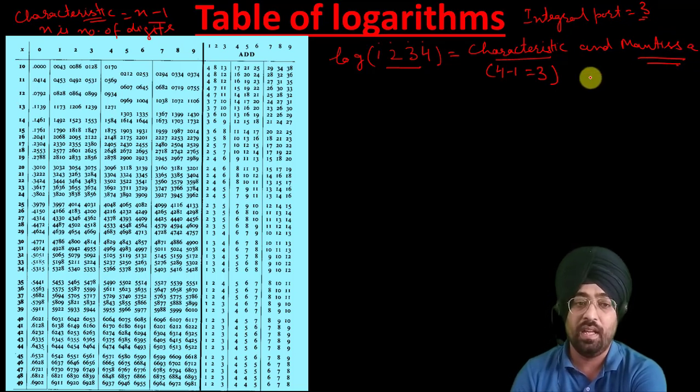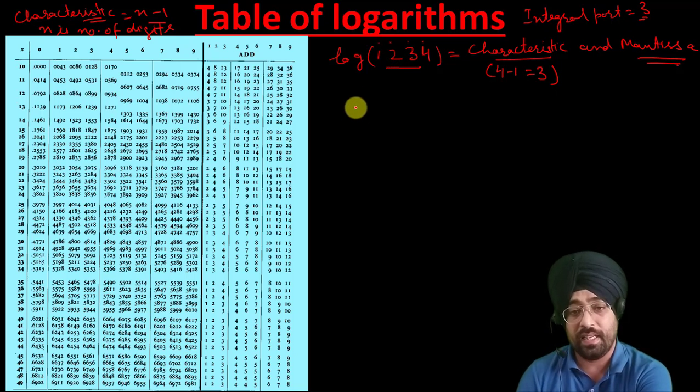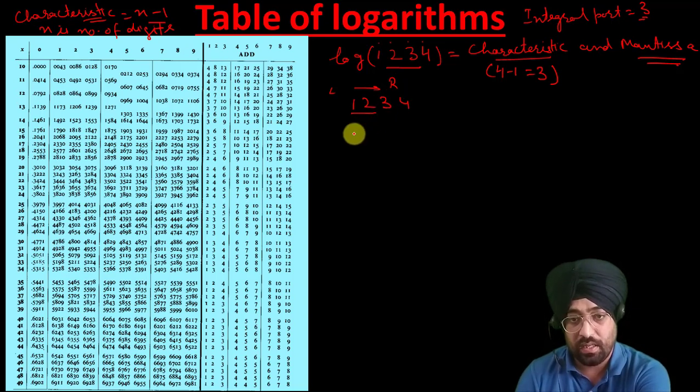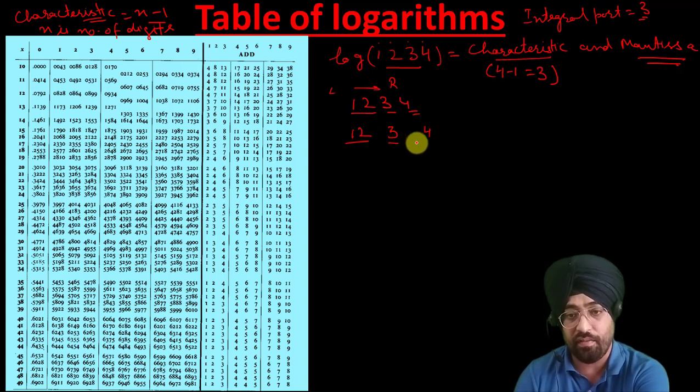Now we need to find the mantissa. To find the mantissa, we need to use this log table to find the mantissa corresponding to 1234. So for that, write the digits. First, we will start from left to right. We will split this number into 3 parts. First we will take the first 2 digits, 12. Then we will write the third digit, 3. Then we write the fourth digit. So split it like this: first 12, the first 2 digits, then the third digit, then the fourth digit.